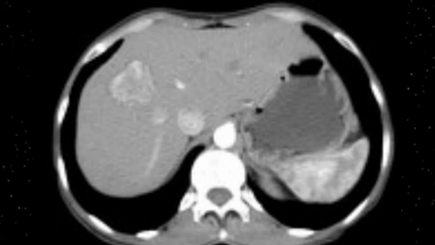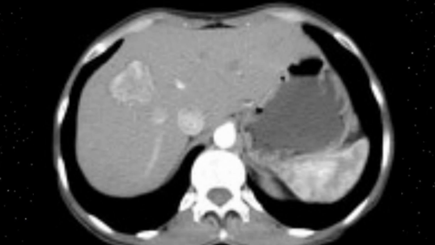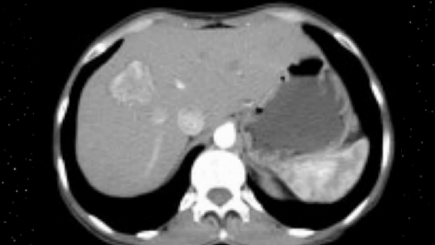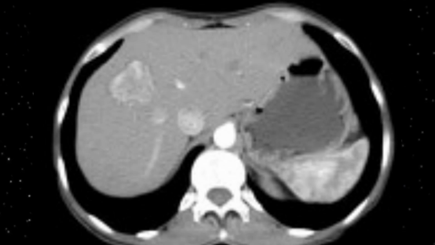So this is hepatic adenoma, and the differential will include hemangioma, it will also include hepatocellular carcinoma, and it will also include hepatic adenoma, which it actually is. So hepatic adenoma will appear like this on post-contrast CT.